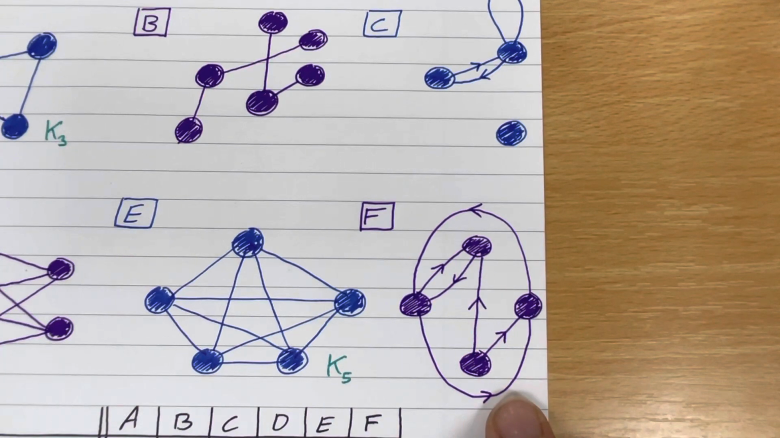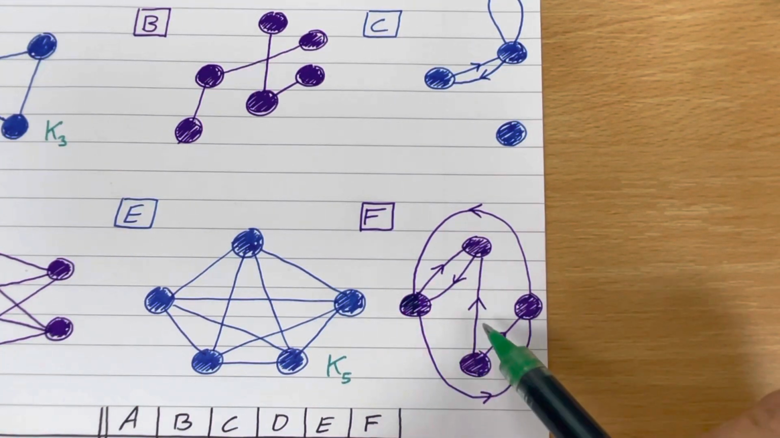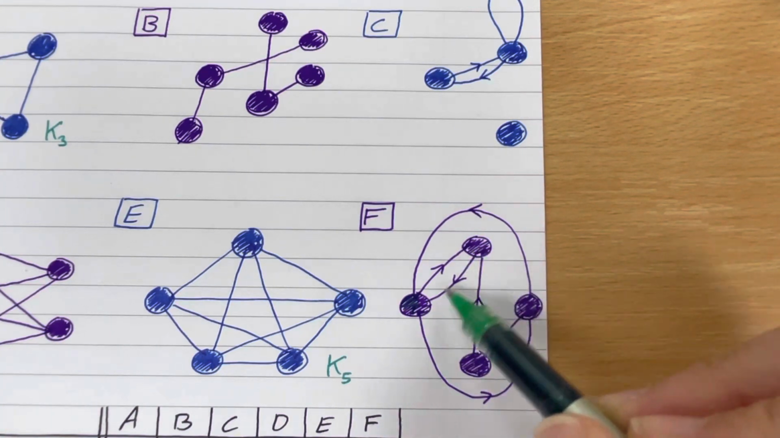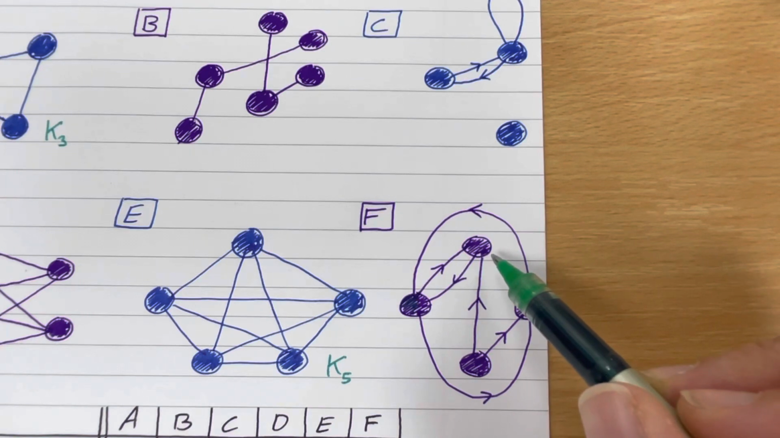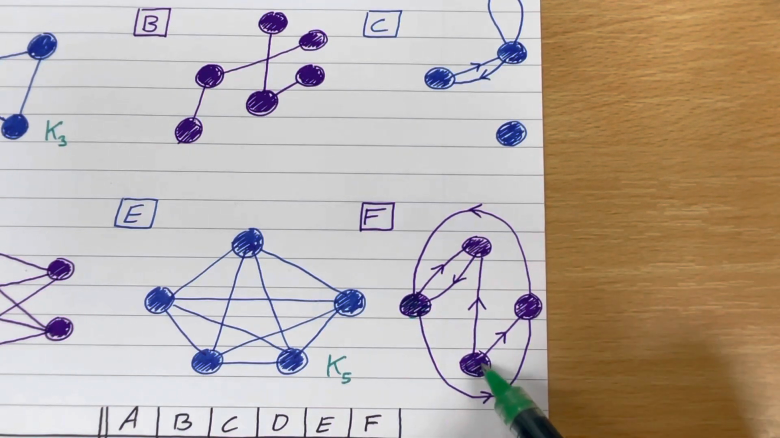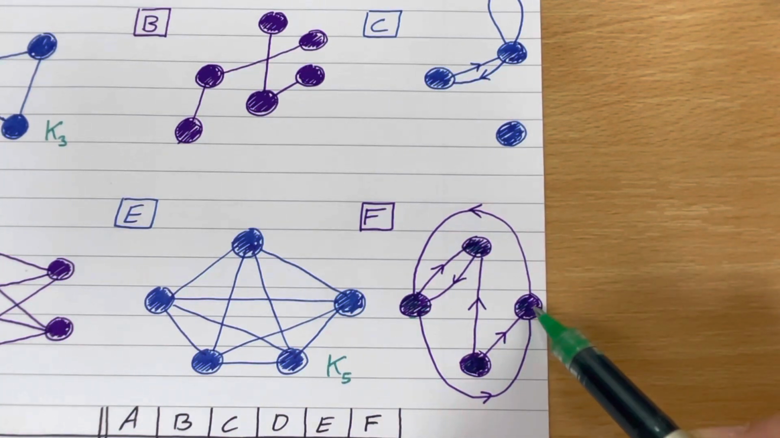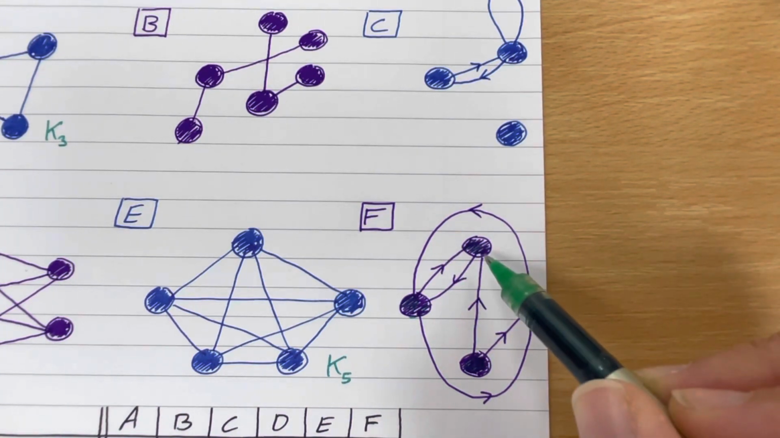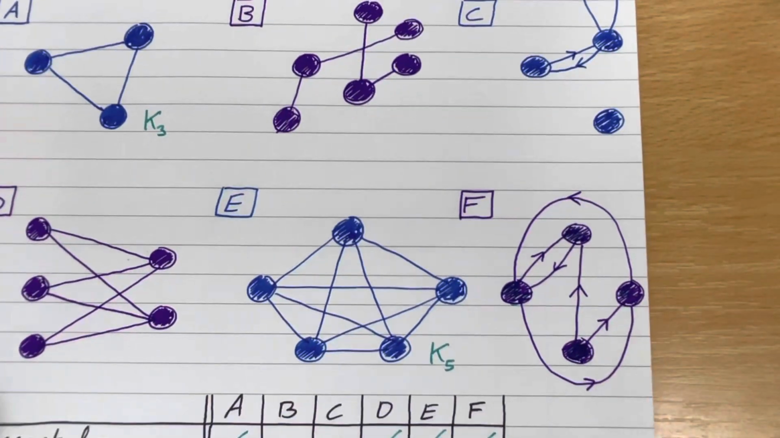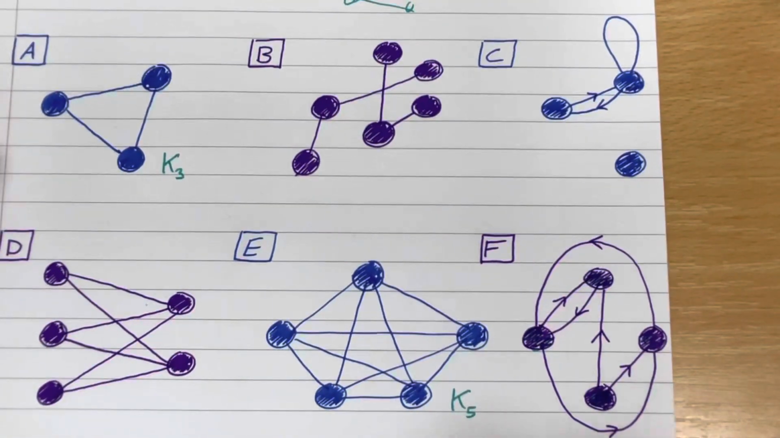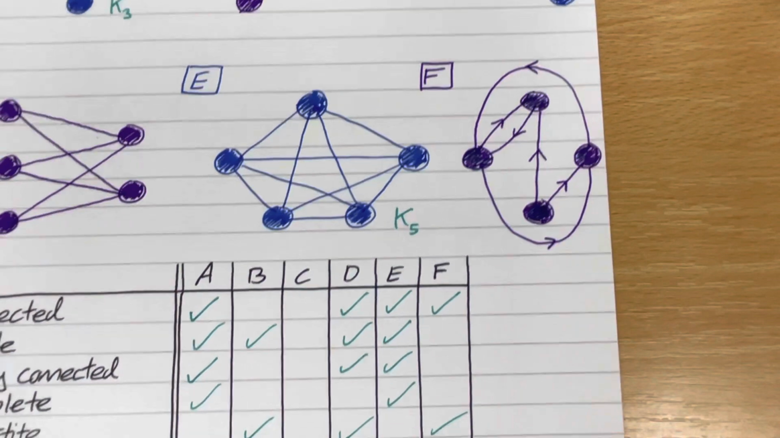And F is bipartite actually, because this node. Oh no, it's not bipartite. Hold on. Yes, this node does not connect to this node, so we can put those two in the same group, and this node does not connect to this node, so we can put those two in the same group. So it is a bipartite graph. It's not laid out like this, so it's not quite as obvious, but F is bipartite. So that's B, D, and F. B, D, and F. Okay.